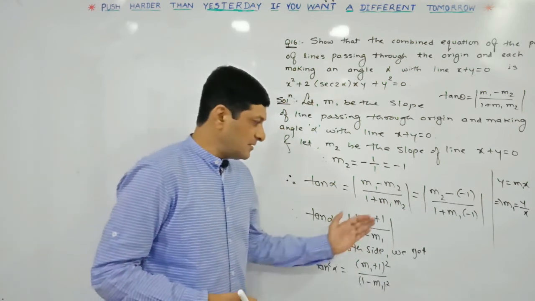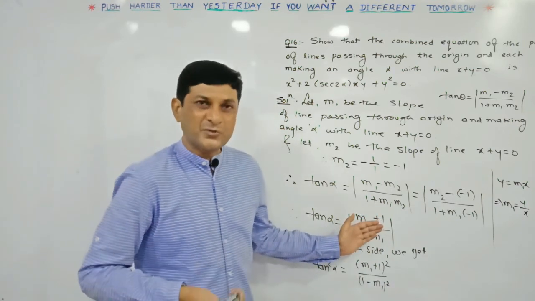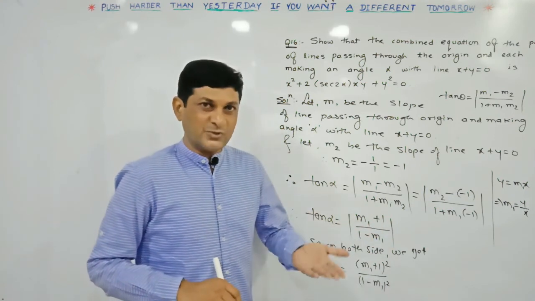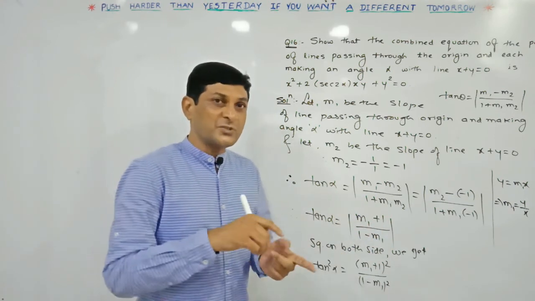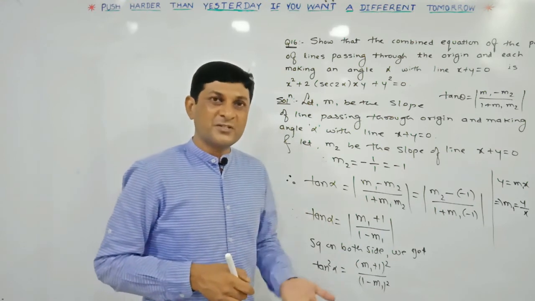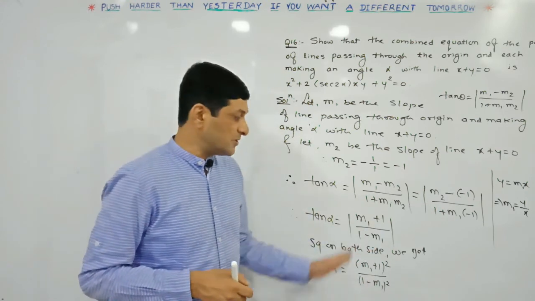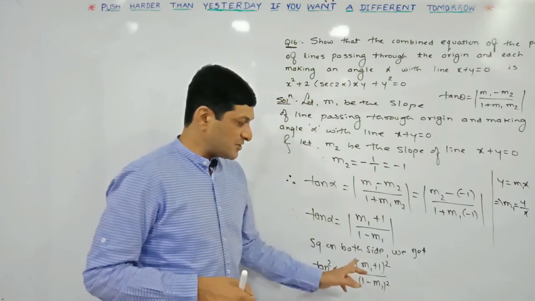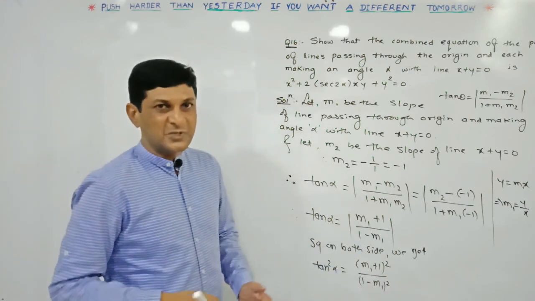We know that in the mod either the value is positive or the value is negative. Value inside the mod is either positive or negative. If it is positive, its square is positive. If it is negative, its square is also positive. So now this value is positive after squaring both sides, so that's why it is not necessary to give mod here.